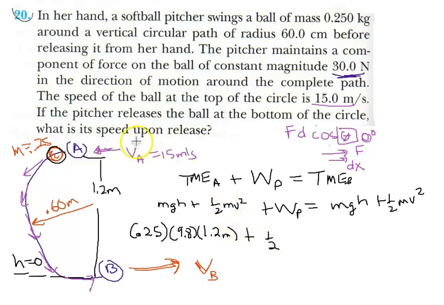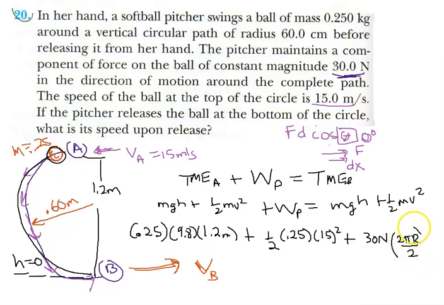Plus, often things start at rest, but in the windup, right, she's already given it some speed, and we know that is 15. Plus her force, which is 30 newtons, so that's pretty easy, and the distance through which she acted, which is half of a circumference, times cosine of 0, because her force was with the motion, and cosine of 0 is 1. I'm running out of space.